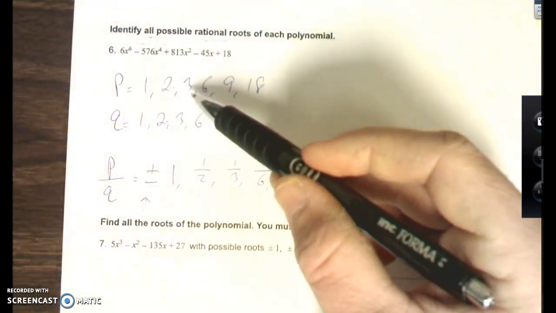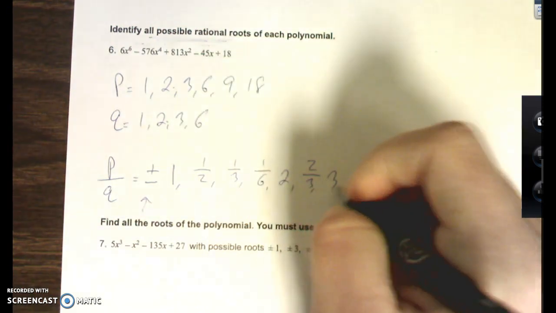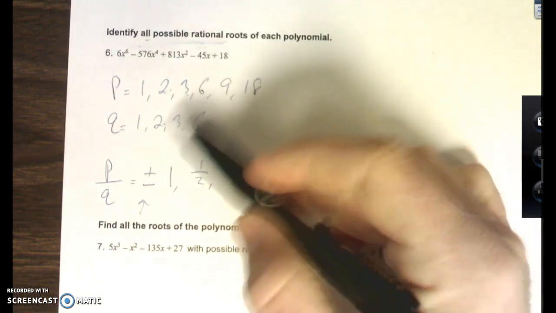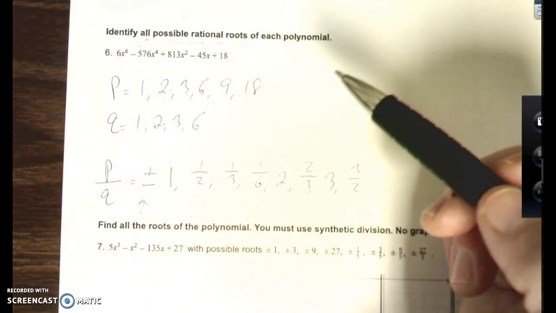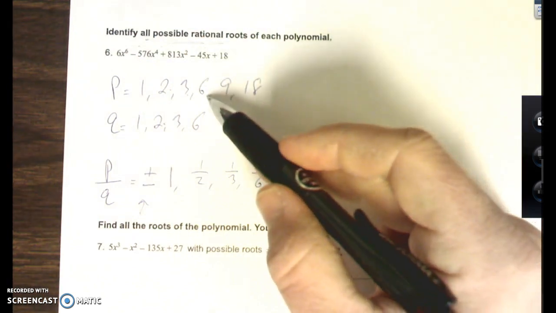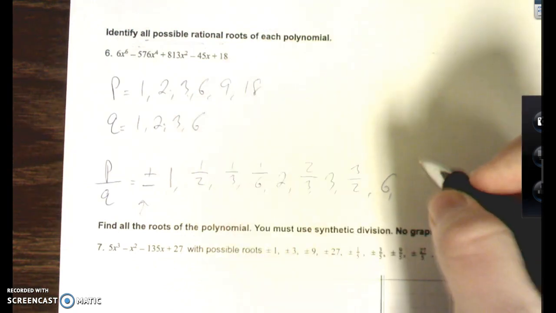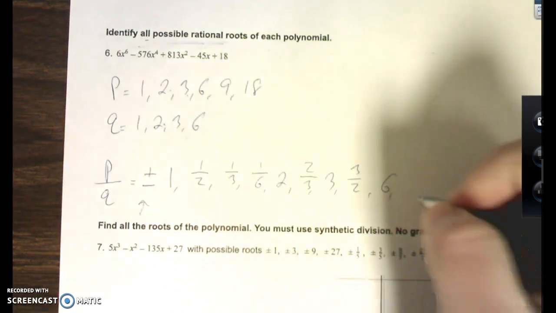Okay, on to 3. 3 over 1, 3. 3 over 2, 3 halves. 3 over 3 is 1, 3 over 6 is 1/2. 6. 6 over 1 is 6. 6 over 2 is 3. 6 over 3 is 2. 6 over 6 is 1.